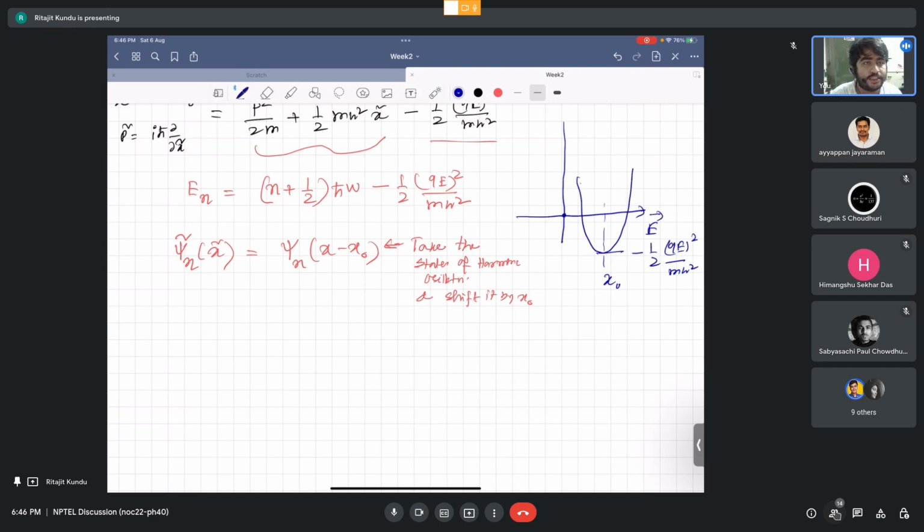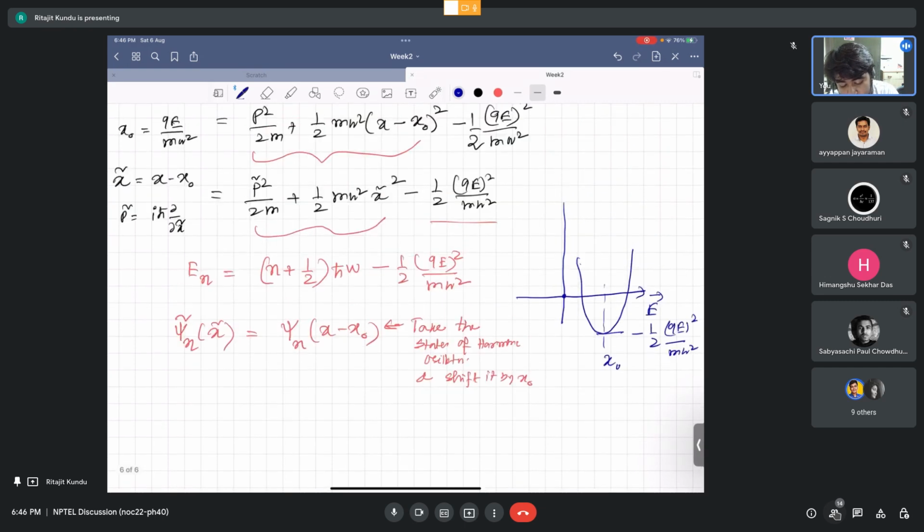Okay, so I hope this is clear. Right, so you see all of the energies. So you see in the Hamiltonian, there is this minus quantity, a constant term, sitting here.